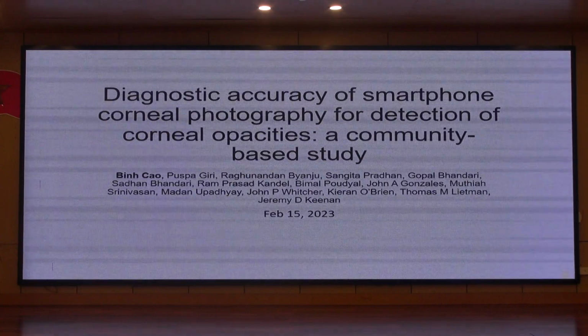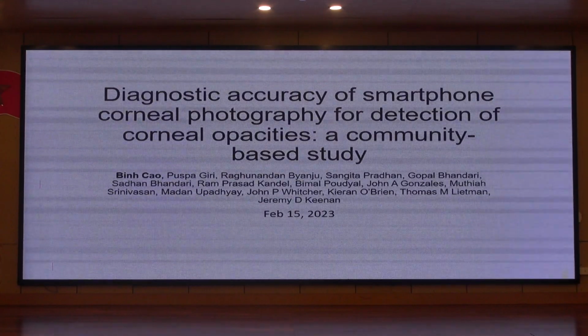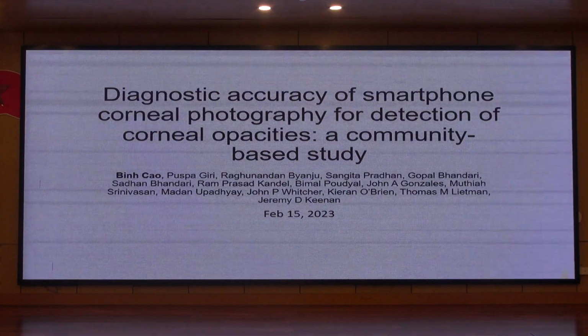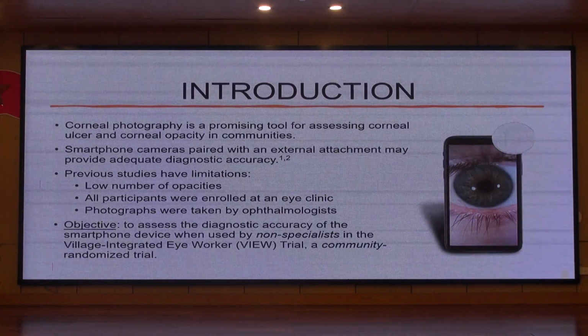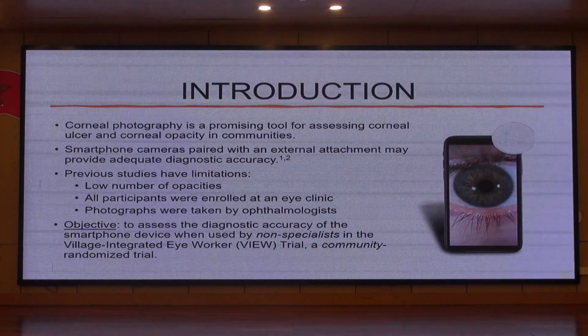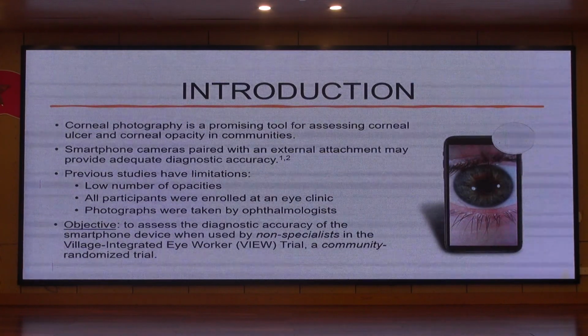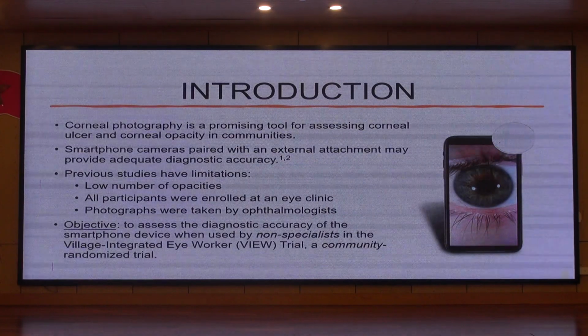My talk today is about the diagnostic accuracy of smartphone corneal photography for detection of corneal opacities, a community-based study. Corneal photography is a promising tool to detect corneal opacity or corneal ulcers in the communities. Previous literature has suggested that smartphone cameras may provide adequate diagnostic accuracy if paired with an external attachment that can enhance the illumination and magnification of the device.